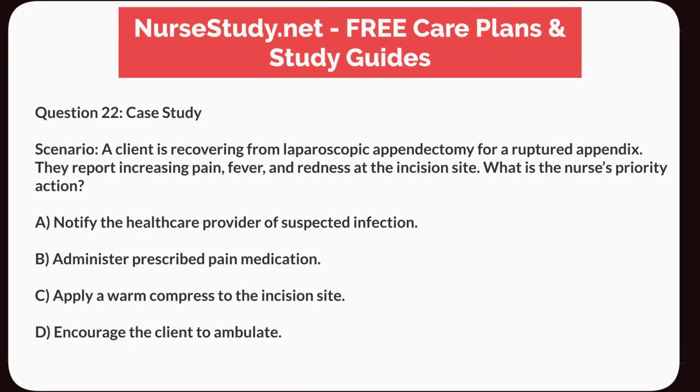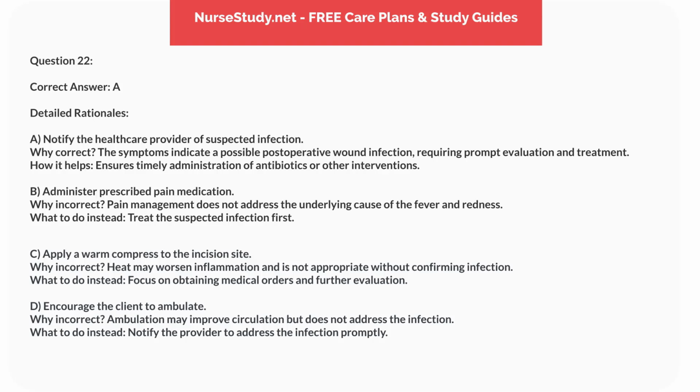Question 22, Case Study. Scenario: a client is recovering from laparoscopic appendectomy for a ruptured appendix. They report increasing pain, fever, and redness at the incision site. What is the nurse's priority action? A. Notify the healthcare provider of suspected infection. B. Administer prescribed pain medication. C. Apply a warm compress to the incision site. D. Encourage the client to ambulate. Correct answer, A.